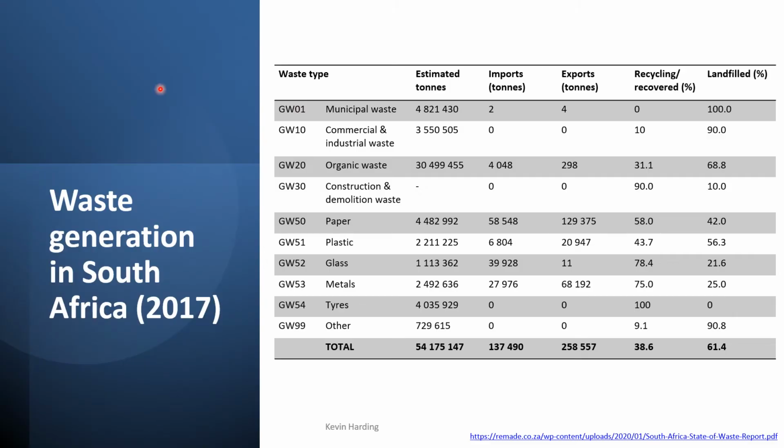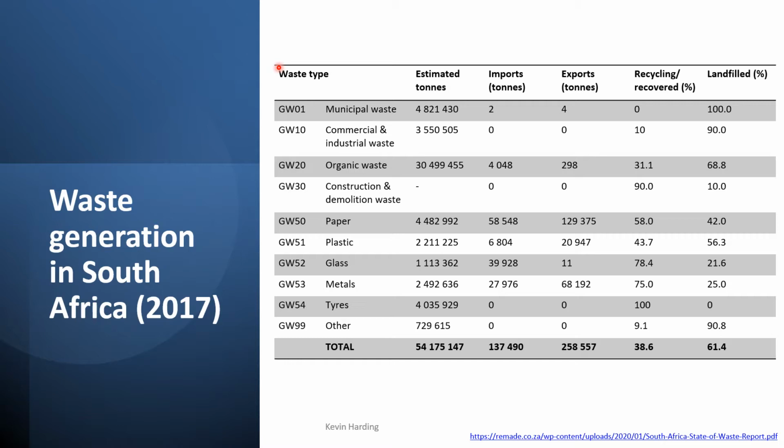Okay, so in terms of waste, we're going to define solid waste in terms of obviously anything that's solid, but more specifically, we can break it down into these types of things. So each municipal waste, any waste has a code. So it's GW, any general waste, and it has various different codes. So 01 being municipal waste, all the way through 10, 20, 30 for commercial, organic, and construction and demolition waste. And then the 50, 51, 2, 3, 4, you'll see are more common things like paper, plastic, glass, metals, and tires. And then GW99 is a total.